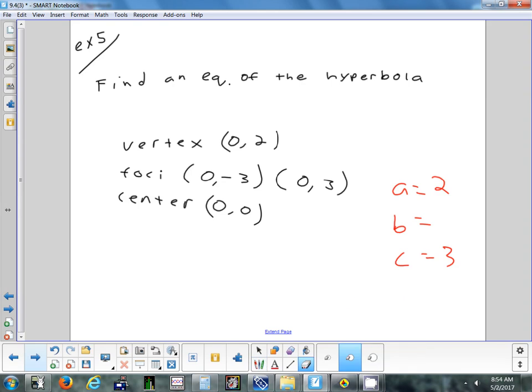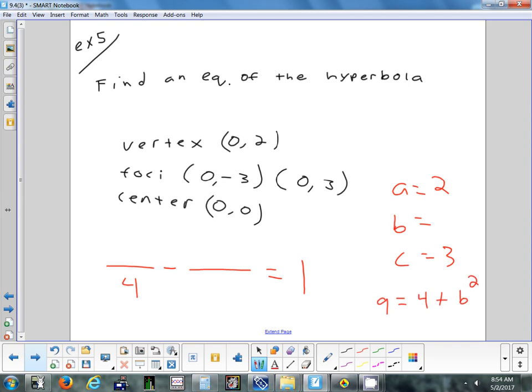All right. So let's set up our equation. Sign between the fractions. Subtraction and equals 1. Okay. Oh, I can't do my second denominator yet, but my first denominator I can do. 4. And my second denominator, we never figured it out. 9 equals 4 plus b squared. Square root of 5. So, second denominator is 5.